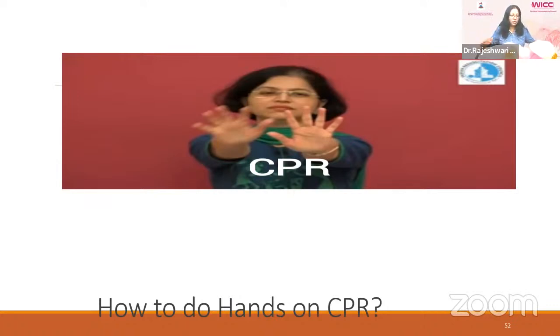So how would you start the CPR? What is the aim of the CPR? The chest compressions ensure the blood supply. Then mouth resuscitation, breathing, making the airway open. CAB.